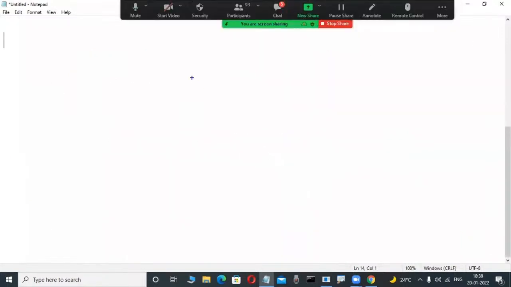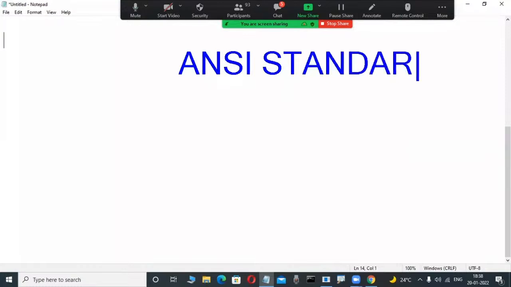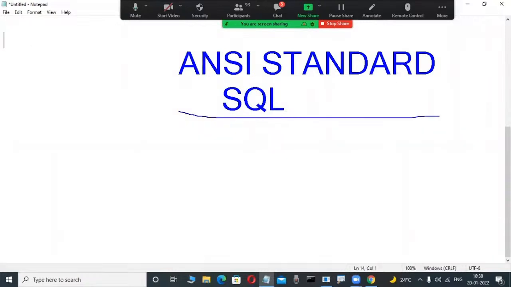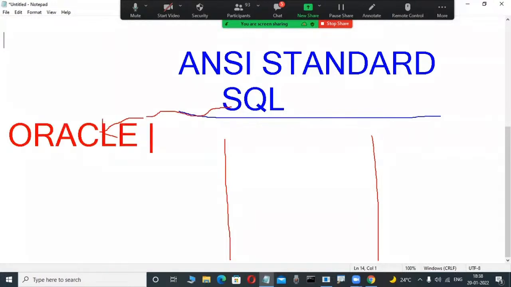Same like here also. Actually, SQL is the same thing. SQL is an ANSI standard language. ANSI, the American National Standards Institute, defines some standards for the SQL language. This ANSI standard language is used to operate all relational databases. But unfortunately, from this ANSI standard SQL language, Oracle Corporation created their own SQL, that is called Oracle SQL.